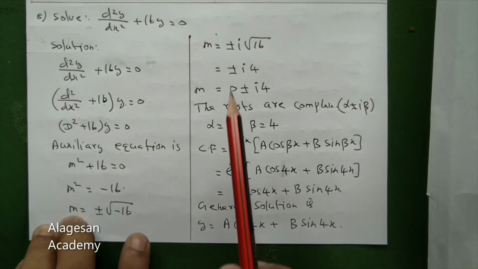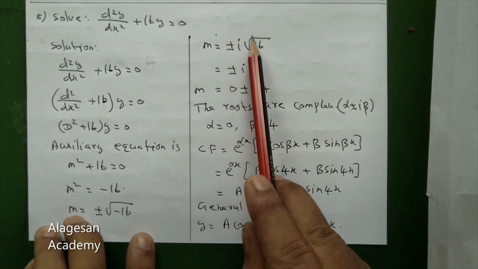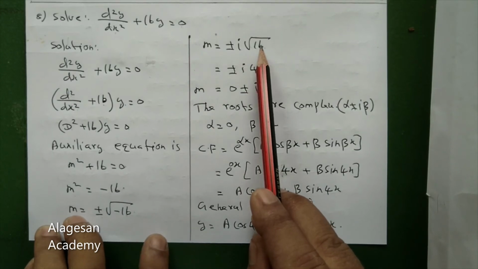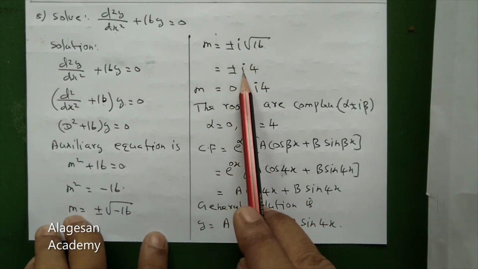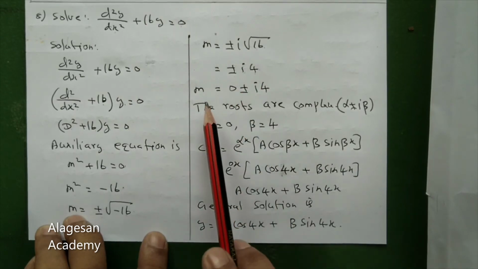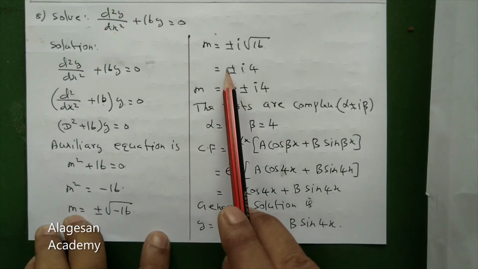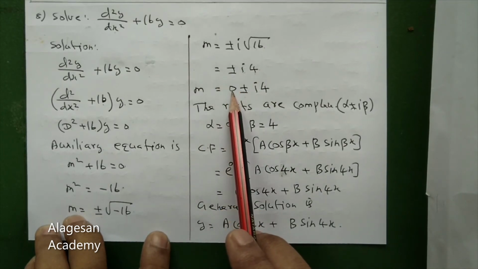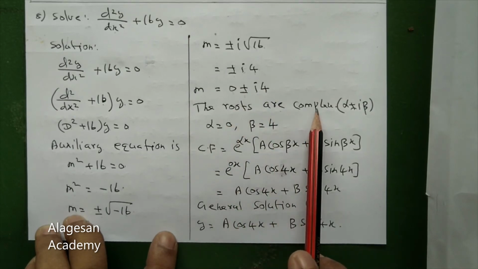Root of minus 16, since there is a minus inside the root, we put i. So, i into root of 16. Root of 16 is 4, okay? So, m equal to plus or minus i 4. How can we write this? 0 plus or minus i 4, right? Where there is nothing, we can put 0. So, 0 plus or minus i4. So, the roots are complex.